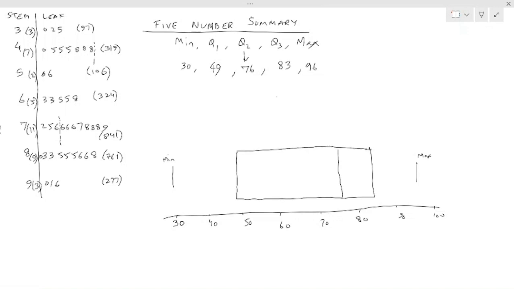Joining these three central lines, we make a box, and then we connect this box to the maximum and to the minimum. This is how we draw the box and whiskers plot. This is the borderline for Q1, this is the borderline for Q2 or median, and this is the borderline for Q3.